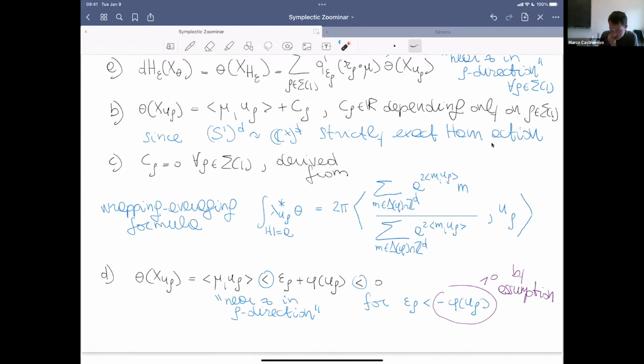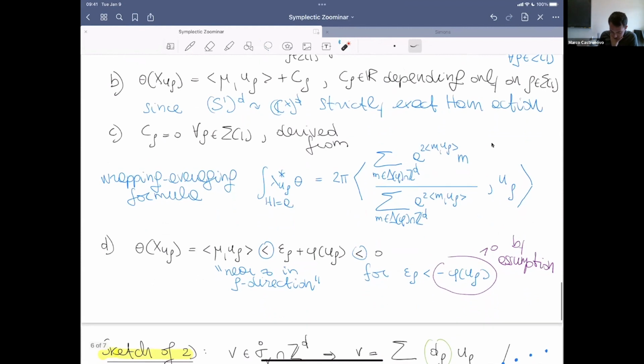I'm not going to describe it in any detail, but it relies on something that I call the rapid averaging formula, which is basically an understanding of integrals of your one form over one parameter subgroups of these stars as pairings with your rho of certain quantities that are weighted averages of lattice points in the polytope. And the final step, once you have all this in place, is easy because near infinity in the rho direction, this quantity is less than epsilon rho plus phi rho. And so you can make this less than 0 if epsilon is small enough.